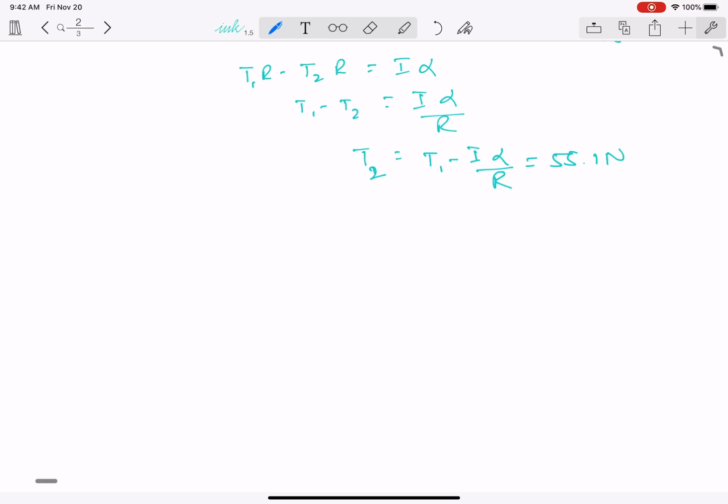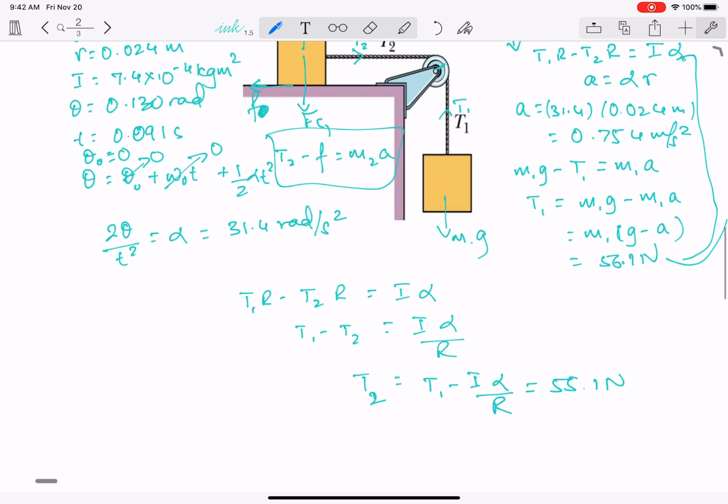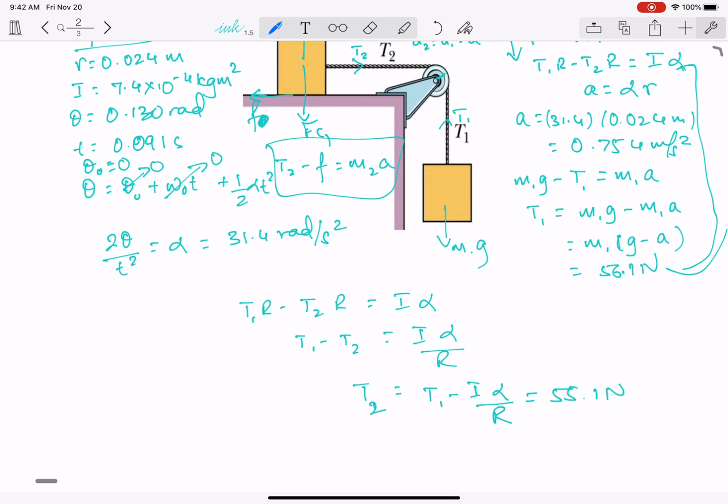As you can see, the magnitudes of T1 and T2 are not the same, because we have included the inertia of the pulley. When we worked on similar problems in chapters 4 and 5, we did not include the inertia of the pulley. We ignored it, so in that case the tension in the string was the same. Now we know the rotational inertia, we cannot ignore that anymore. So as soon as I mention rotational inertia, make sure you involve the rotational inertia part in your solution. All right, that's all.